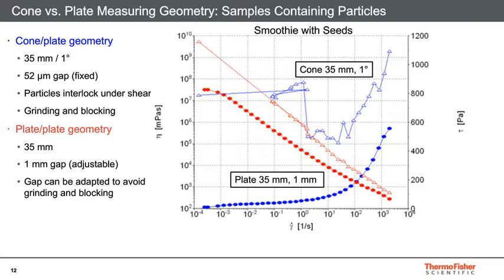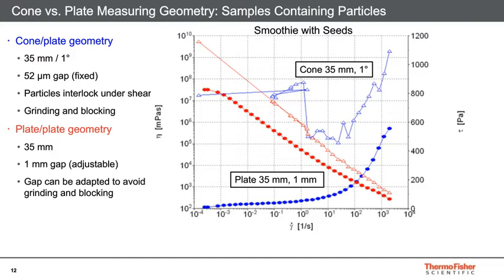millimeter plate. So first looking at the cone data, which is the triangular data towards the top, you can see here the stress response is in blue. You can see the stress jumps around quite a bit. What's happening here is that cone actually has a fixed gap of 52 microns. And so these seeds within the smoothie are actually getting stuck in the center of that cone and getting jammed, and they begin to just grind. And so as the cone begins to rotate, it's basically getting stuck and then accelerates, decelerates, accelerates, so you get a lot of noise in the data.